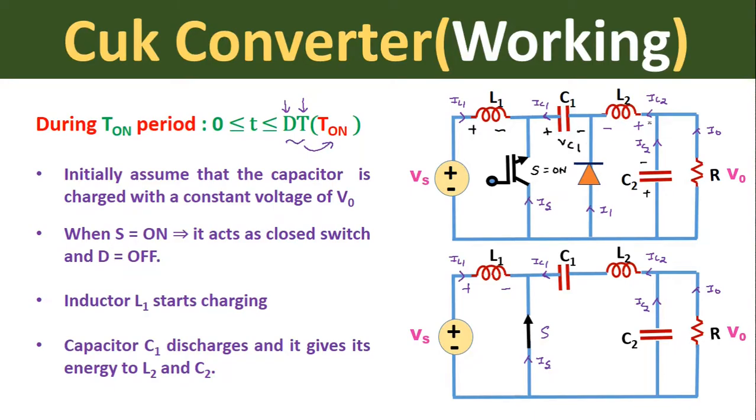Now if we apply KCL at this node, we will get the capacitor 2 current equal to the inductor 2 current IL2 minus the load current I0. Here we assume that the load current is continuous and ripple free. So when we subtract this load current from this inductor 2 current, we will get the IC2 current waveform. From this circuit diagram we can see that the capacitor 1 current will be equal to the inductor 2 current during the on period of the switch. And as soon as this switch S goes into the on condition, the diode D goes into the off condition.